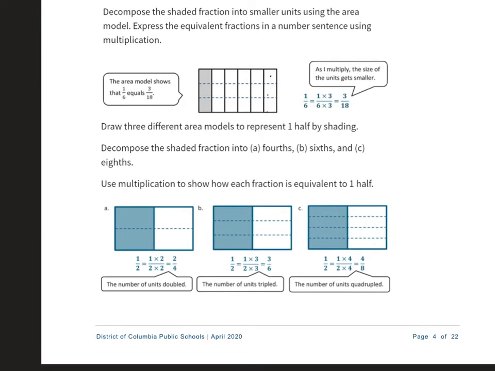And then down here, they're showing you the same thing, that you can make multiple equivalent fractions using the area model. So first we started with 1/2 in each one. Here, in A, they divided it into 2 rows. So they multiplied by 2 and got 2/4. So it says the number of units doubled, right? There were 2 units altogether, and now there are 4 units altogether. Here they drew lines to make 3 rows, so the number of units tripled. They multiplied by 3. And then same thing over here. They drew lines and made 4 rows, and the number of units quadrupled because they multiplied each one by 4, the numerator and the denominator.